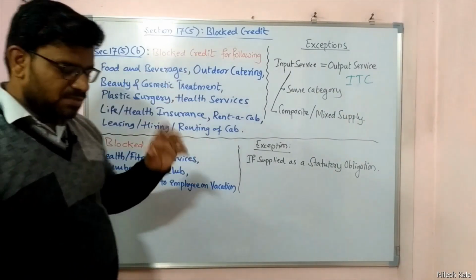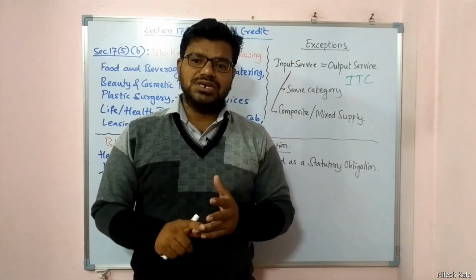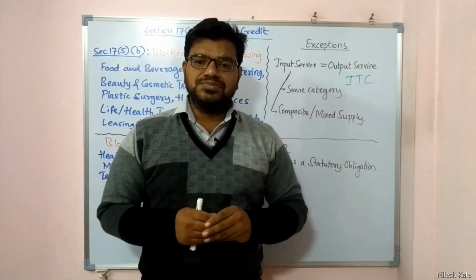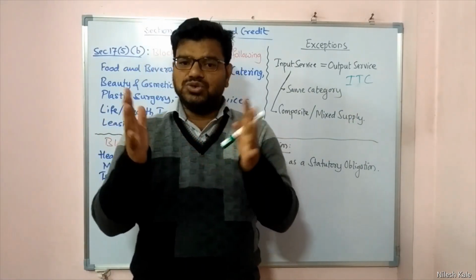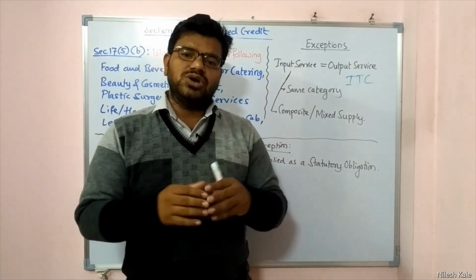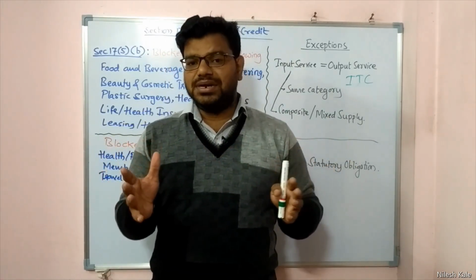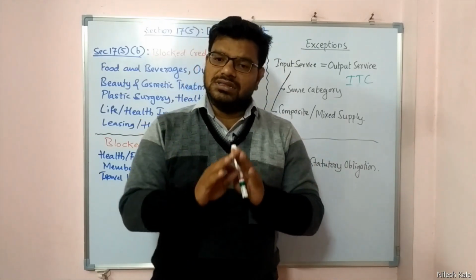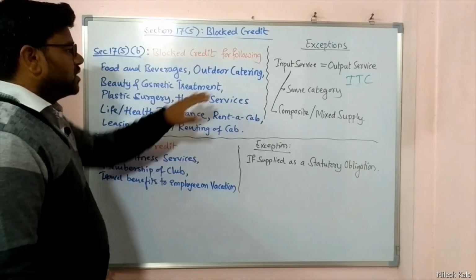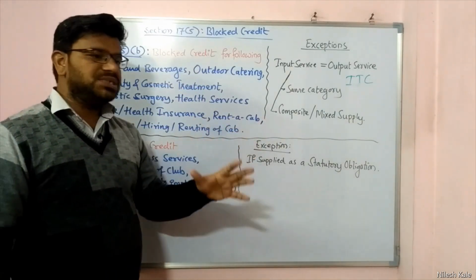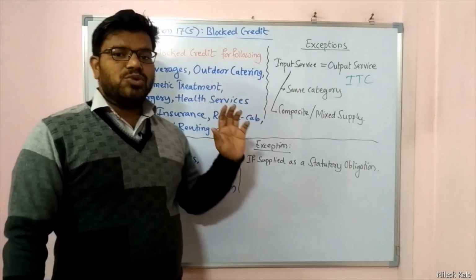Food and beverages are blocked credit, even if I am using it for personal purposes, or even if I am using it for business purposes. See, I have got a promotion in my business. I have made huge sales in this year, so I want to give a party for my employees. Whatever party expenditure I incur, am I going to get ITC over it? The answer is no, because food and beverage is a blocked credit. Outdoor catering, there are catering services, catering businesses. Outdoor catering, whatever they are doing, they are eligible for blocked credits.